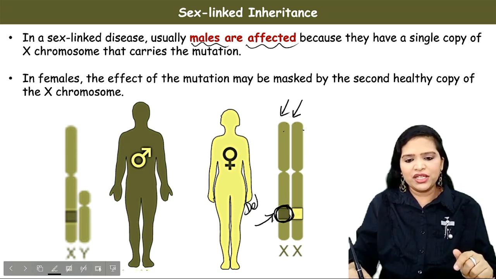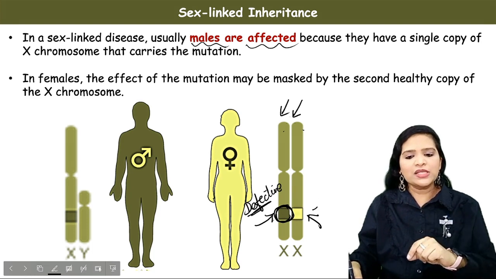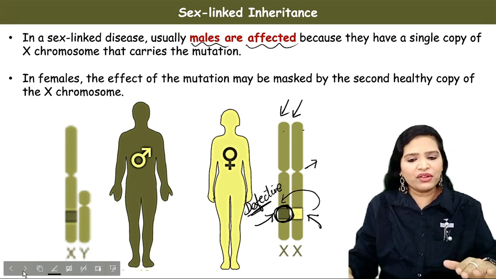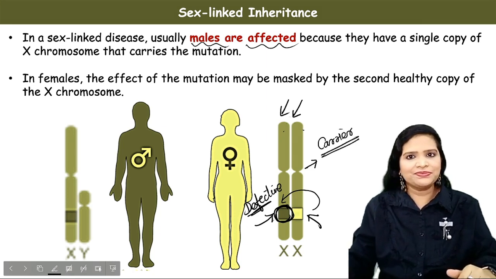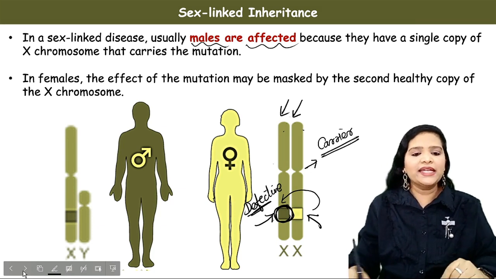If there is a defective gene for a particular disease present on the X chromosome, she has another healthy copy. So this will overtake this function. Okay. So here she will not be affected. She will act as a carrier. Understand? So generally, this type of disorders are common in male.